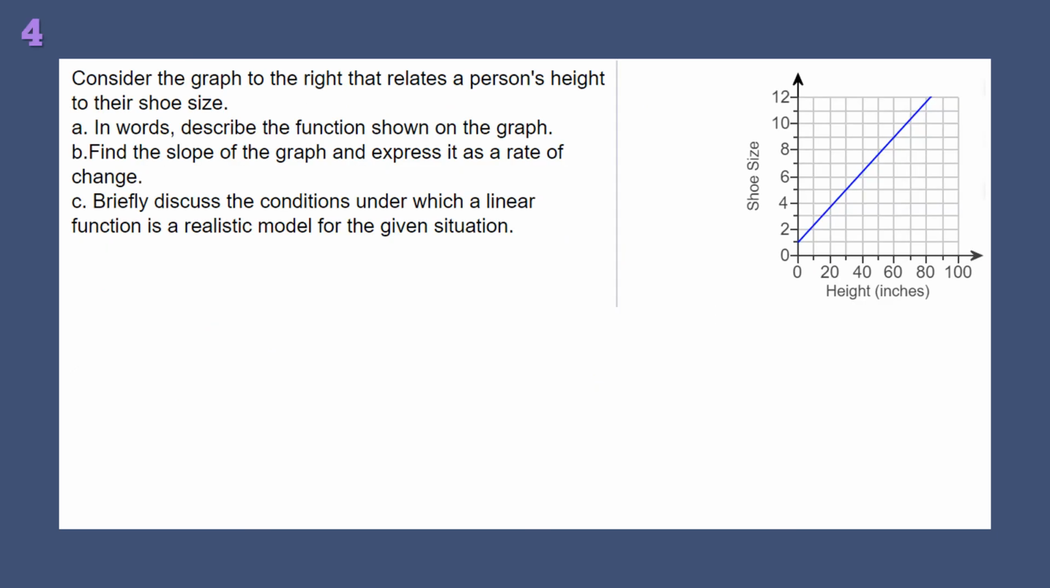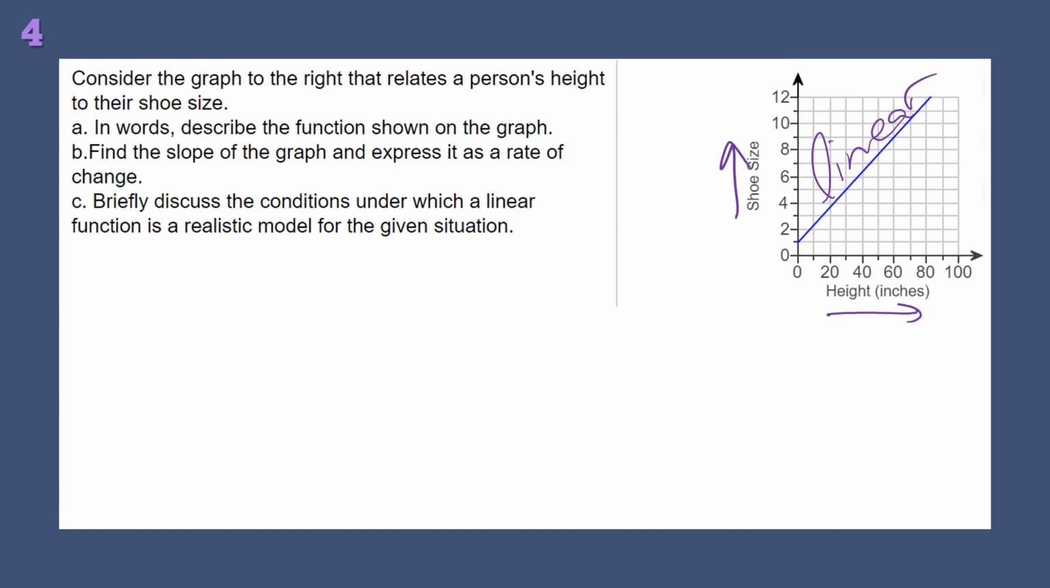Let's consider this graph, okay? So this is height and shoe size. And if we could try to describe what's happening here, what we're seeing is that as height increases, shoe size increases. And it says it's linear, right? It's a straight line. And so basically, as you get taller, your shoe size increases. Now that basically makes sense, except let's take a look at the slope.